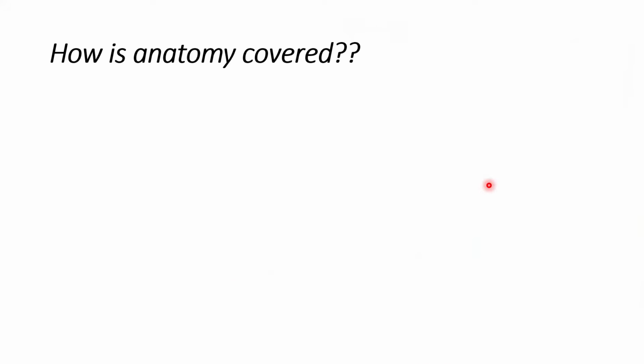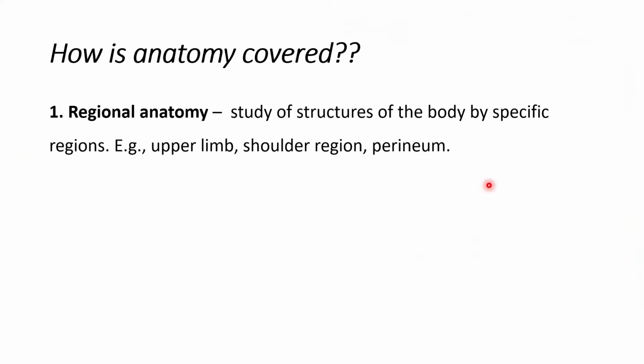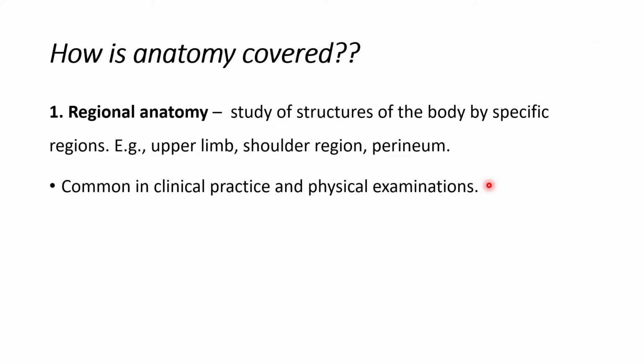So how is anatomy covered? Anatomy is covered in a very important and unique fashion. You can cover it as regional anatomy. Regional anatomy is the study of structures of the human body by covering specific regions. So for example, you might want to cover the upper limb alone. You might like to study the shoulder region of the upper limb alone, or you might like to study the abdomen alone, so the body is divided into various regions. And this regional anatomy is the one that is commonly used in clinical practice and in physical examinations.